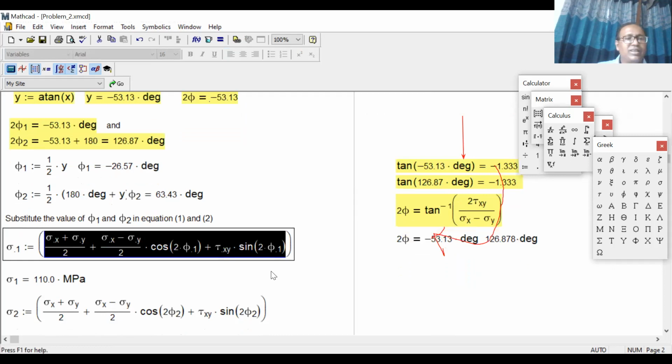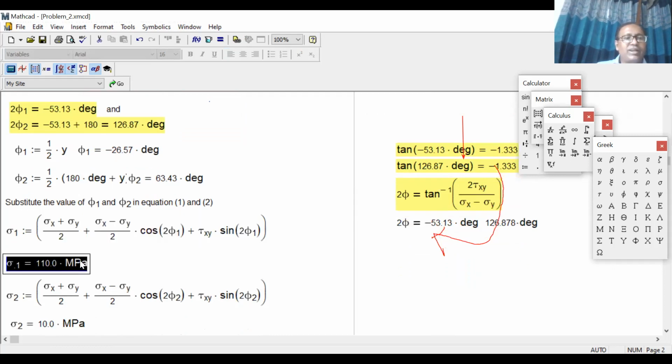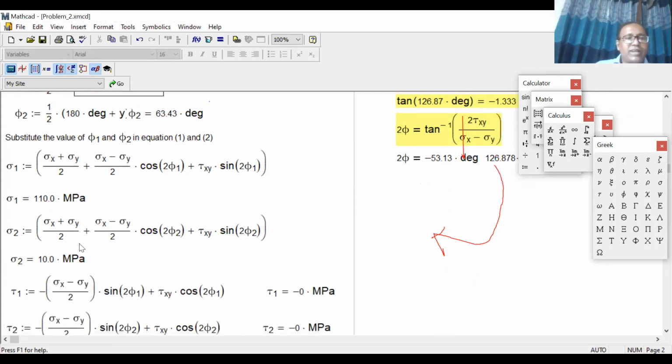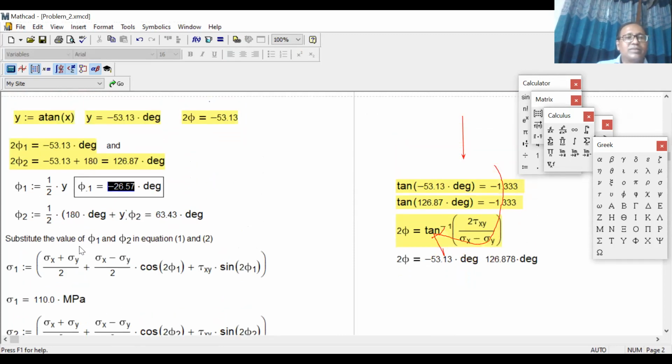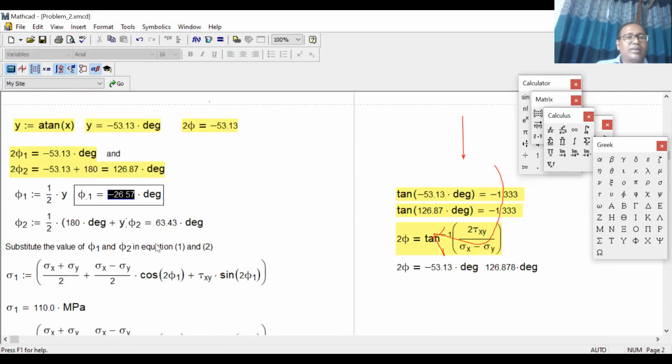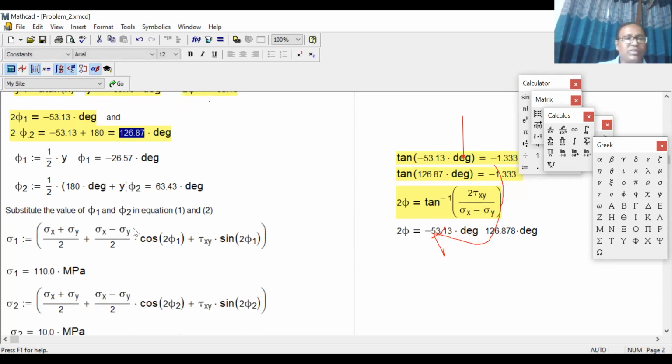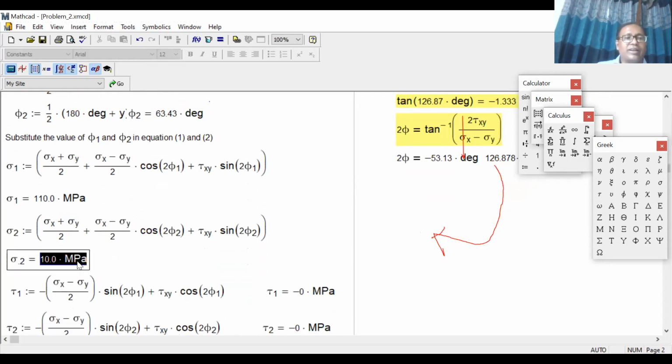In this mother equation, sigma 1 you will get 110. When you put this 53.13, or phi equal to 26.57 degree. You put the second one, how much? Phi 1 equal to 63.43, or 2 phi equal to 126.87. When you put that angle, you got 100. So sigma 1 is 110, the other one is 100.